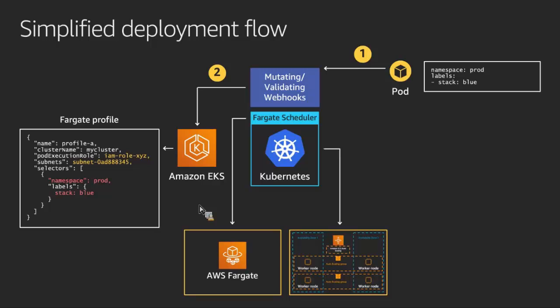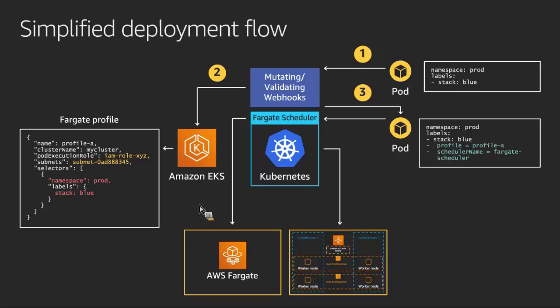So what happens next is that there is a mutating webhook that is going to take that pod and the pod spec and mutate them to insert the profile name and the name of the custom scheduler that we're going to use. The custom scheduler is a scheduler that we built that runs side by side with the traditional out-of-the-box Kubernetes scheduler, which is responsible for sourcing that VM and doing the magic that we have just discussed so that this pod gets deployed on the Fargate fleet.